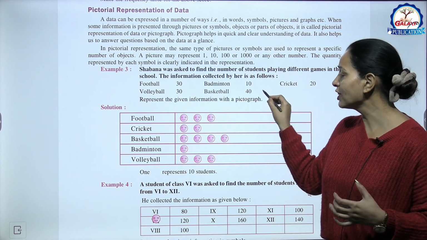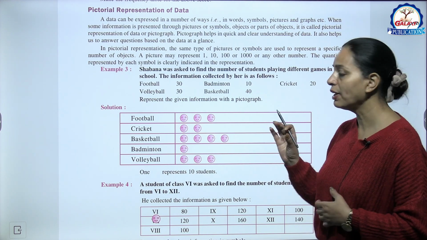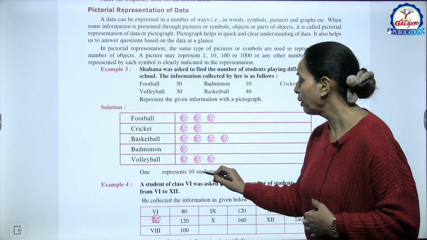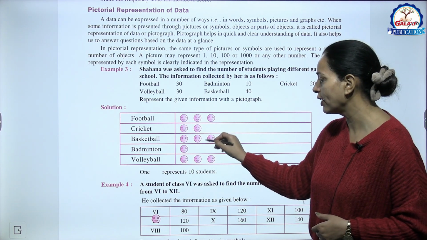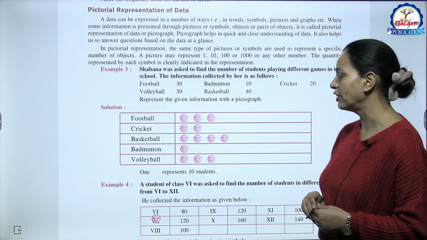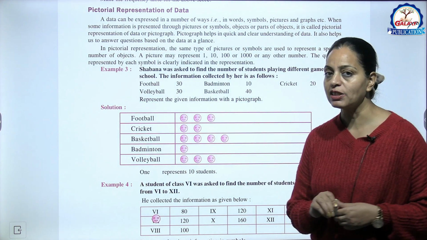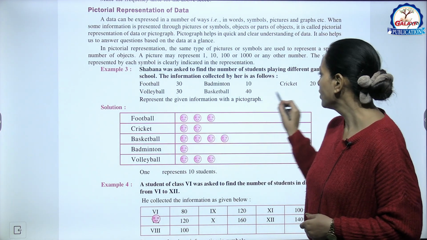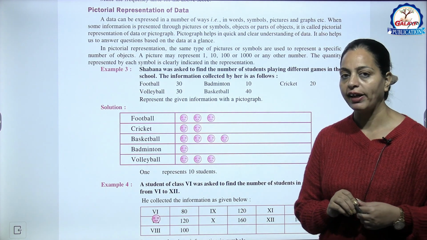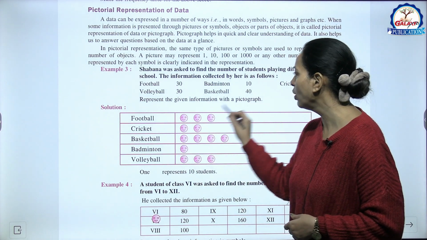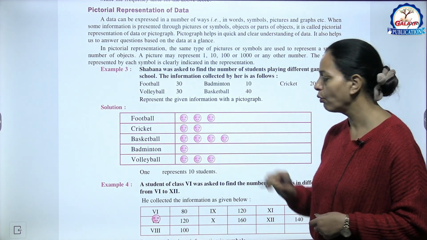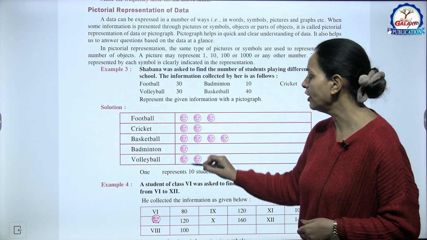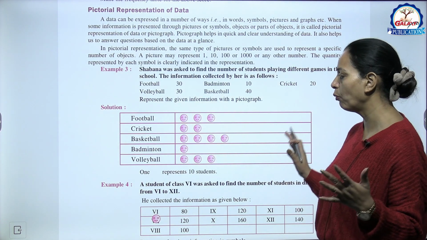You know drawing 40 pictures is difficult. So what to do, we will represent a number through one symbol. Like one symbol is representing 10 students. Okay, one smiley represents 10 students. So football 30 students means what will you do? You will make 3 smileys, right? Now cricket 20, so 2 smileys, 20 divided by 10, 2, okay. Then basketball 40, so 4 symbols, right. Then badminton 10, so 1 symbol, and volleyball 30, so 3 symbols. So very interesting and very easy.